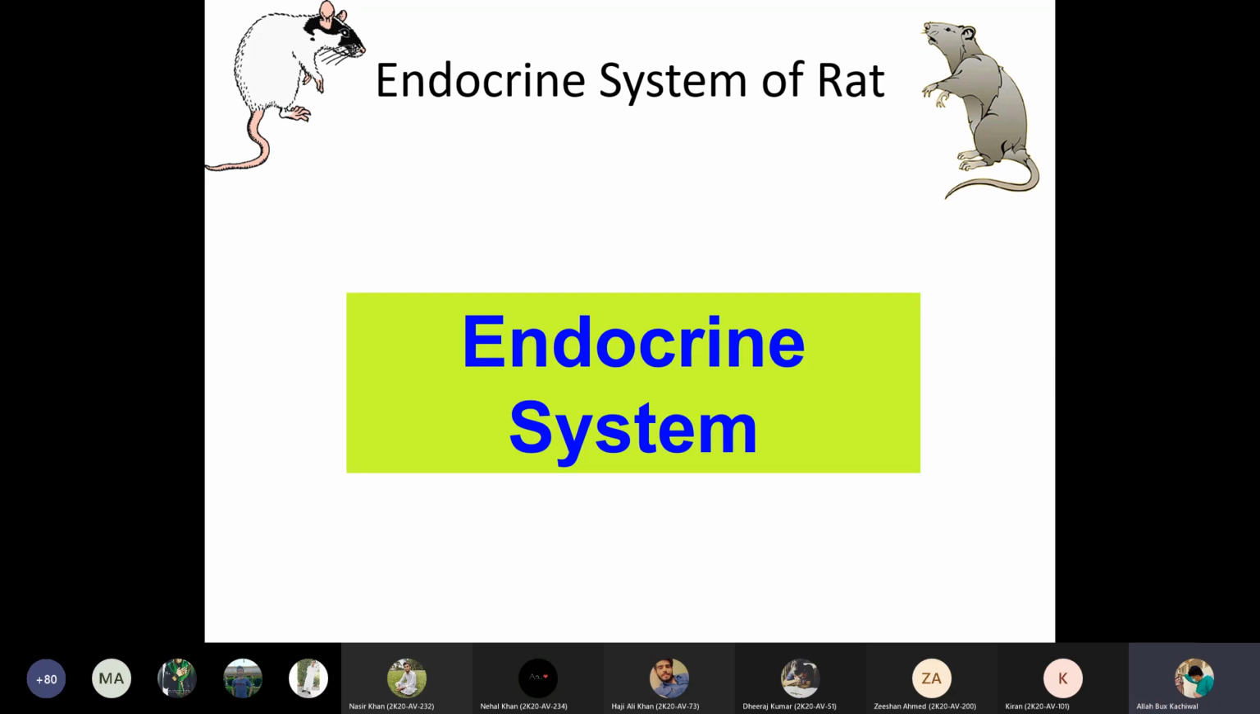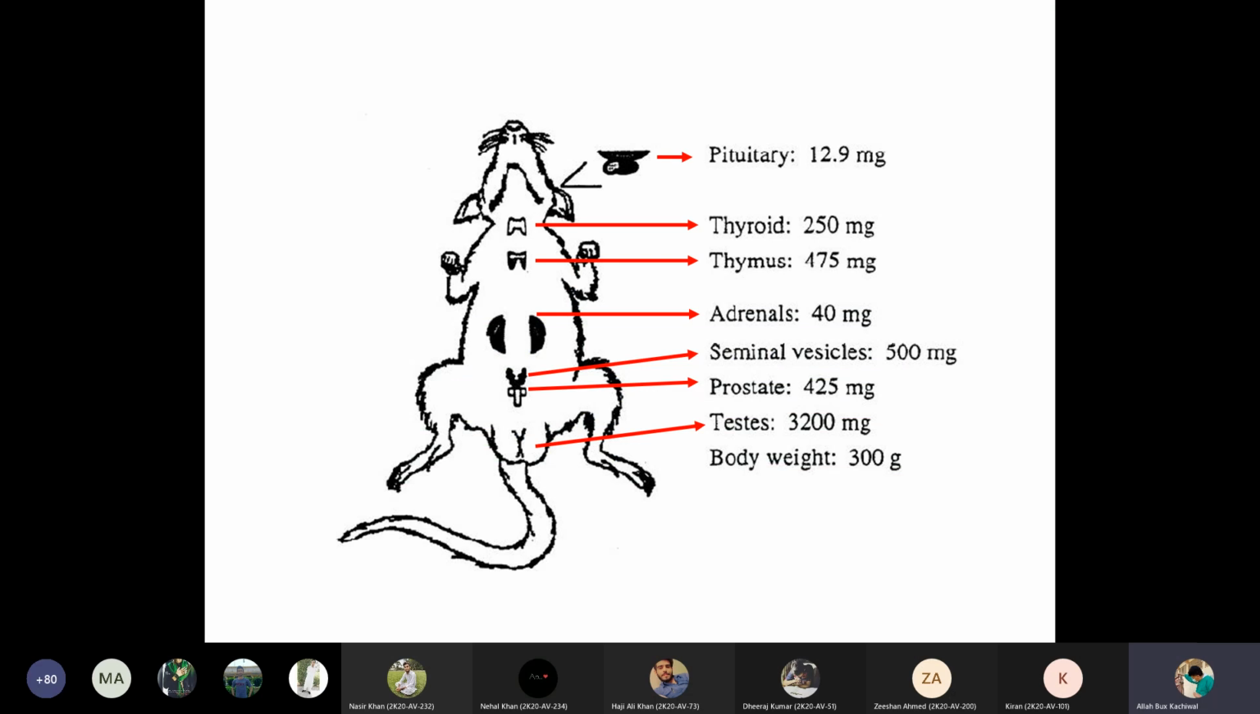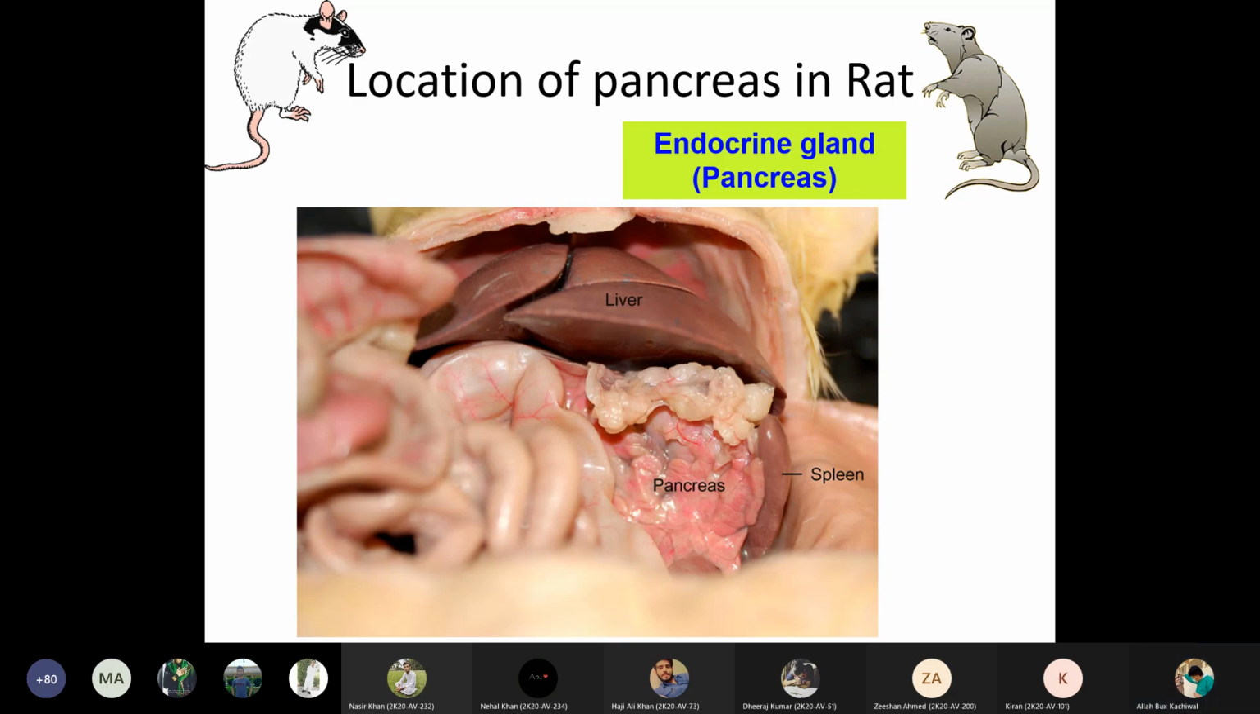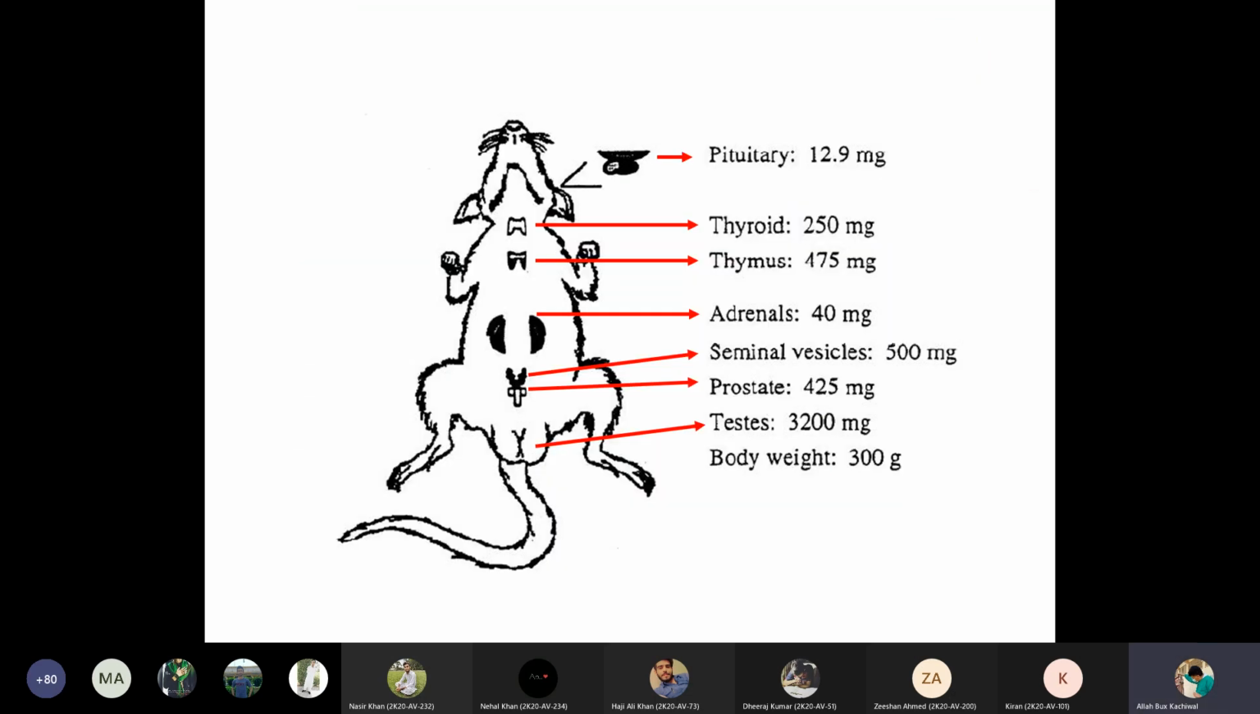एंडोक्राइन सिस्टम में अब अगर हम रेट में देखते हैं तो देयर इज अ पिट्यूटरी ग्लैंड इन द cranial cavity, thyroid gland in the neck area, thymus gland around the trachea, and the adrenal gland near to the kidneys, seminal vesicle in the reproductive area, especially in the male. The prostate gland is present around the area of a urethra, and then the testes are present, which is 32 milligrams in 300 gram of a body weight of a rat.